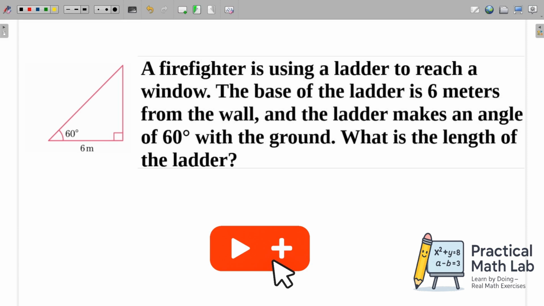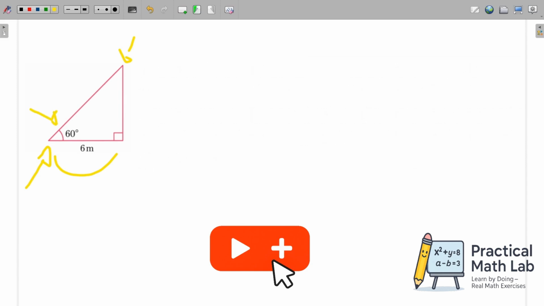A firefighter is using a ladder to reach a window. The base of the ladder is 6 meters away from the wall, and the ladder makes a 60-degree angle with the ground. What is the length of the ladder?